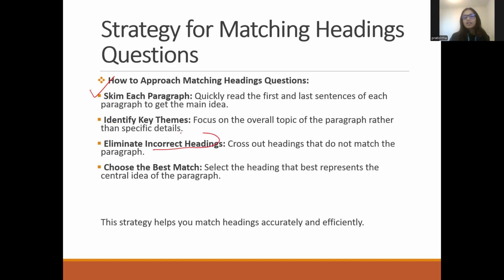Eliminate any kind of incorrect headings, right? If you feel there are some incorrect headings that are out there, try to cross them out. Choose the best match, right? Select the headings that would represent the central idea of the paragraph. So make sure you are choosing the best headings that are out there.